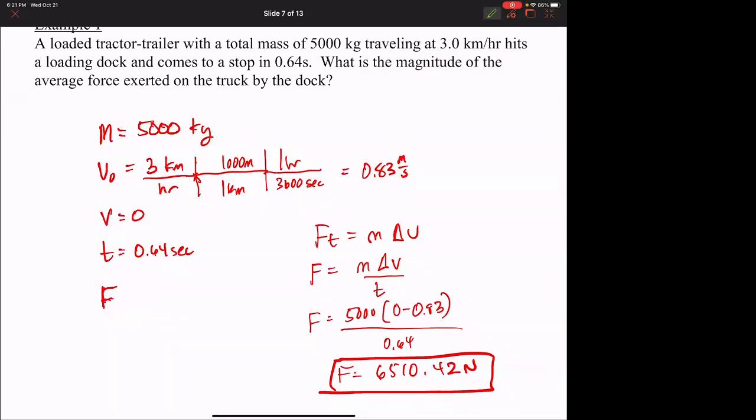Anybody need anything clarified there? Yeah, I got 6,484. Maybe I put it in wrong. Oh, because I used 0.83333. I just left the number in my calculator. Oh, I gotcha. Yeah, 6,484 if you just do 0.83. Right. Sorry. I used 3.333333. I just carried over the answer. Anybody else?